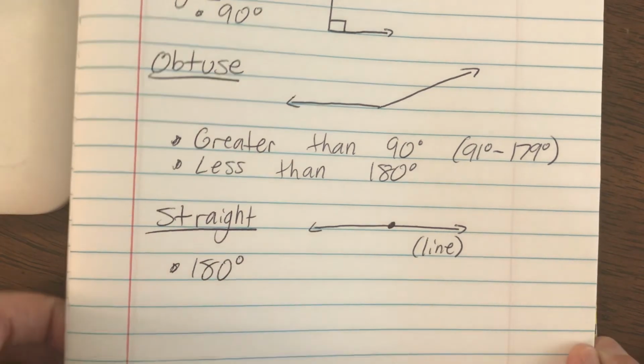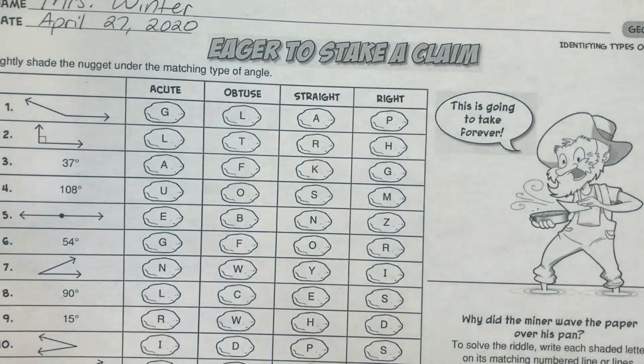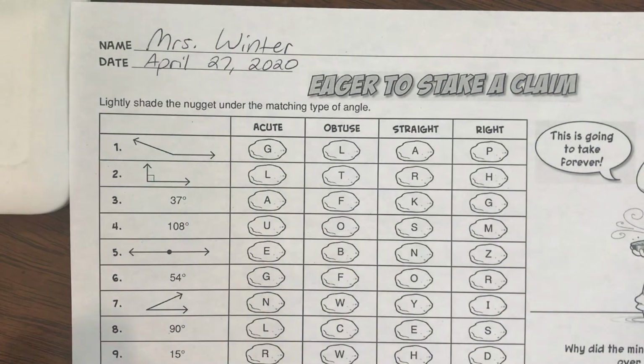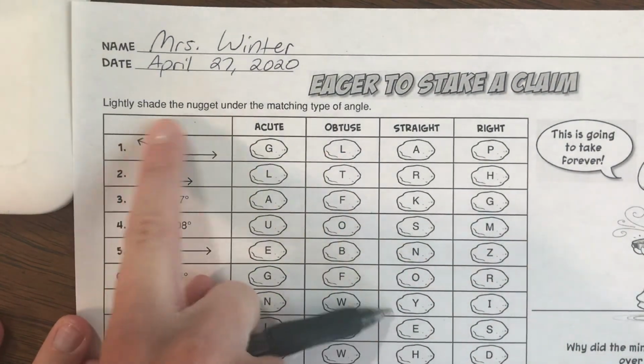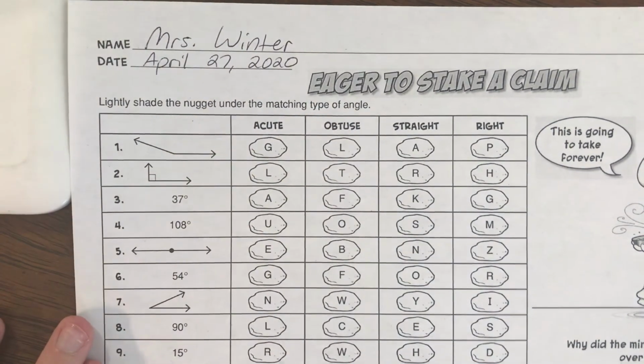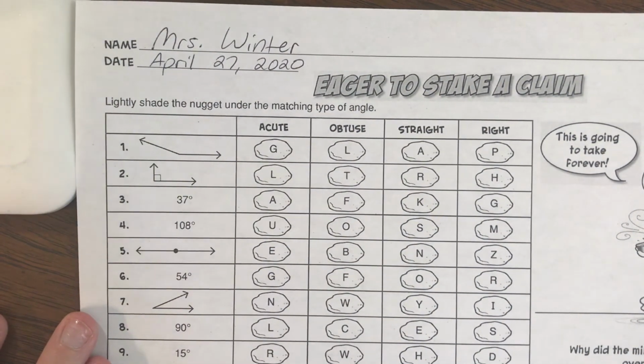For today's assignment, boys and girls, you have a worksheet. It says eager to stake a claim. So you're going to be matching up what you see over here, what types of angles you see, and then shading in the nugget that matches that type of angle. So thinking back to what we just talked about, we'll go over a few of these together.